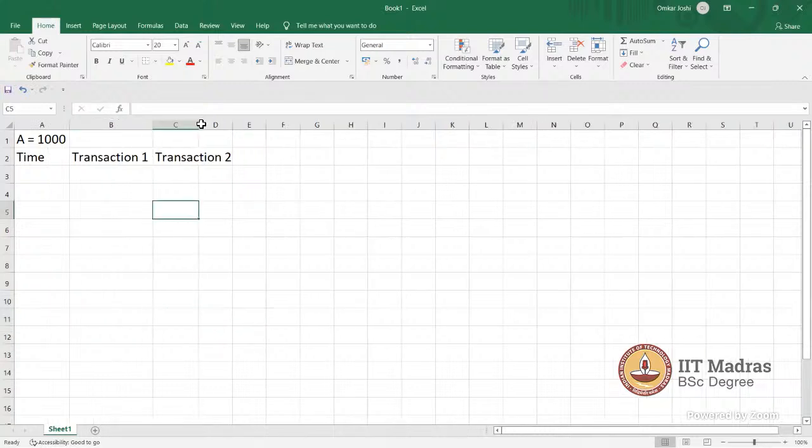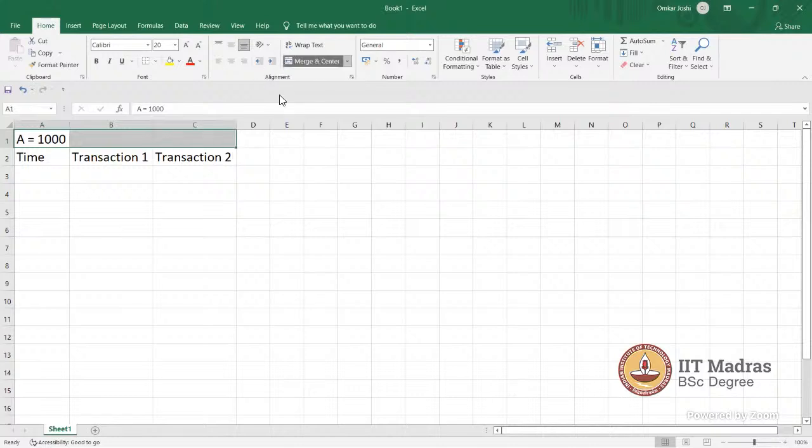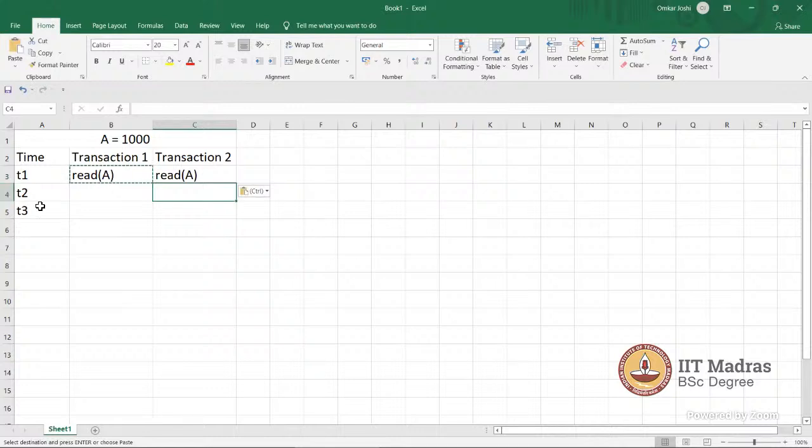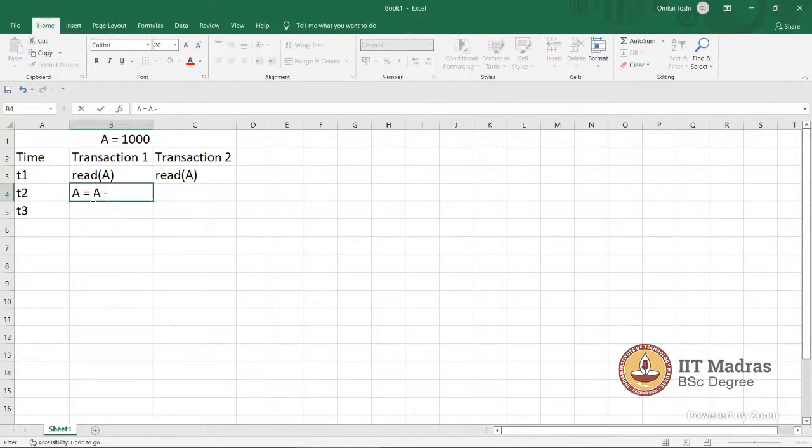So I have this original value of A as 1000. Your transaction 1, transaction 2, and you have, let's say, T1, T2, T3. I am doing this read operation of A over here. Same operation I am doing here. And over here, as I was saying, A is equal to A minus 500. And over here, I am doing A is equal to A plus 300.